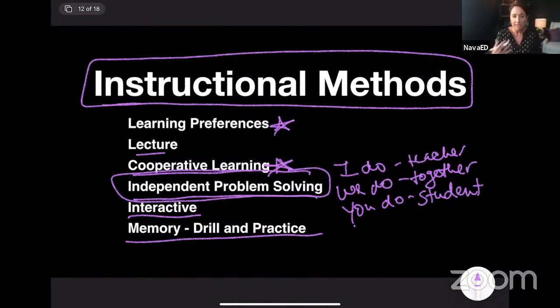So independent problem solving is important, but it could also be done in cooperative learning. Then we have interactive, could be virtually, kids have to touch things or do something experiential. And then we have memory, drill, and practice, sight words, math drills. Very important parts, should not be the only part of your instruction, but definitely part of the instructional process.